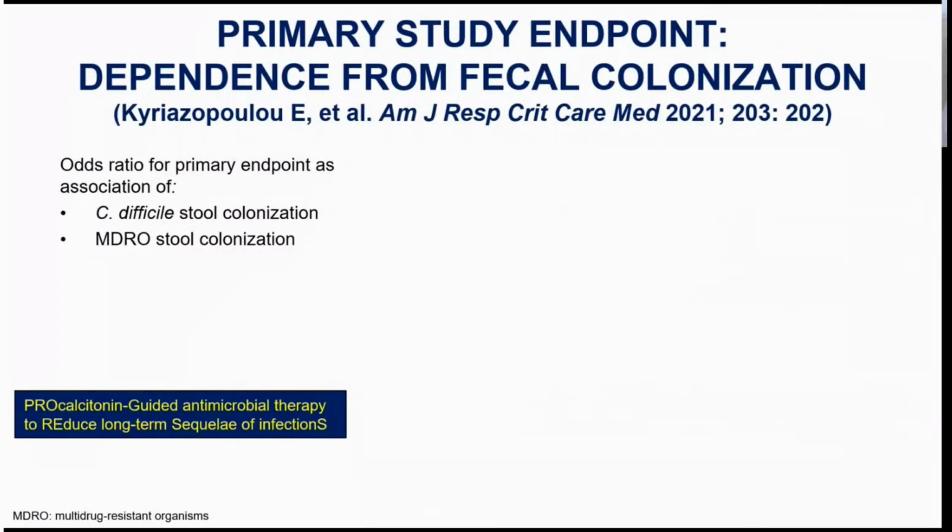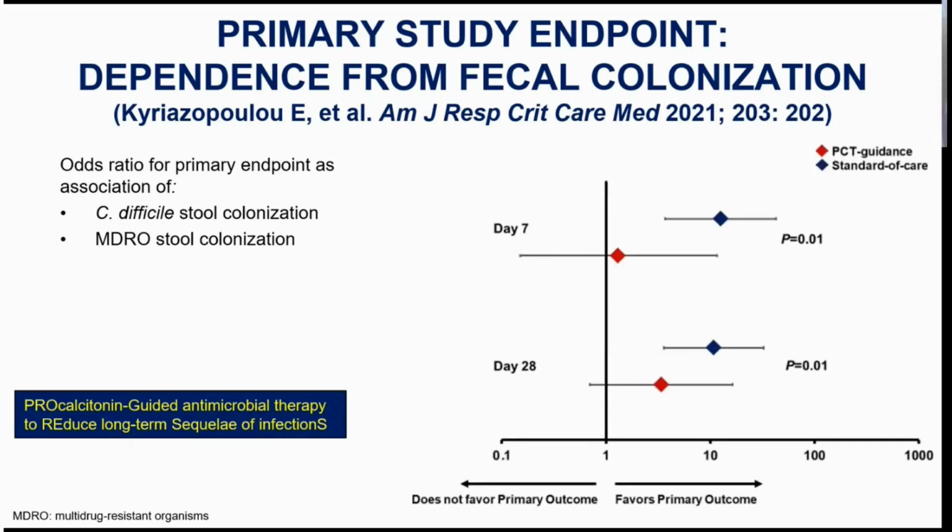As I showed you in the design of the trial, we screened and followed the stool of patients for colonization by Clostridium difficile and multidrug-resistant bacteria. And the question was, what are the chances that you develop these infection-associated adverse events over follow-up if you become colonized? You see that the odds of having that by day 7, if you are in the standard of care arm, is more than 10. It goes significantly down to almost 1 if you stop antibiotics by procalcitonin, and this is exactly repeated on day 28. So, in other terms, we have a mechanism.